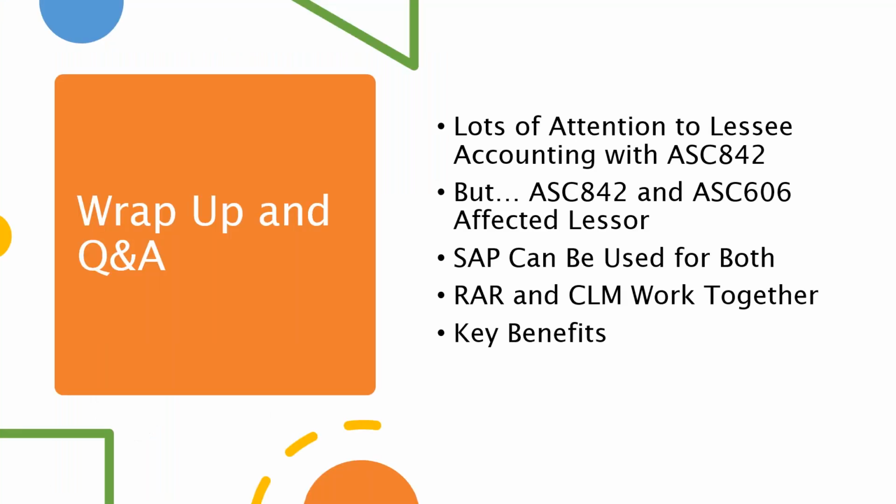Since we're running out of time, I'm going to wrap up here. There was a lot of attention given to the lessee accounting under ASC 842. We heard a lot about that. We know that over $3 trillion of assets appeared, and there was a lot of work that had to get done. But ASC 842 did affect lessor accounting, and we're starting to see more and more of this model happening. And of course, there's the integration between ASC 842, and this is really a revenue type event and how those come together.